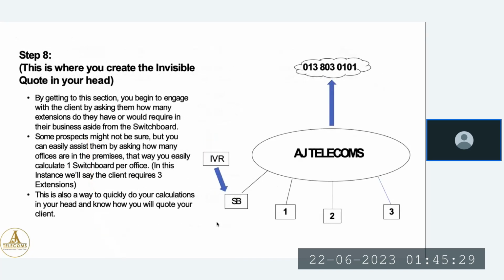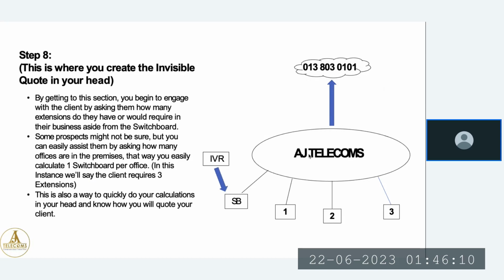And then step 8, this is where you create the invisible quote in your head. Why I say invisible quote, you will understand when we talk pricing and we talk commissions. This is where you know exactly how much you'll be making out of this particular deal. So by getting to this section, you begin to engage with the client by asking them how many extensions they have or would require in their business premises aside from the switchboard. Some prospects might not be sure, but you can easily assist them by asking how many offices are in the premises. That way, you easily calculate one switchboard per office. In this instance, we'll say the client requires 3 extensions, right?